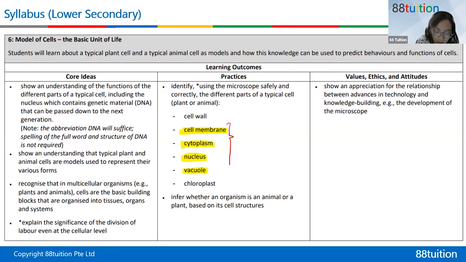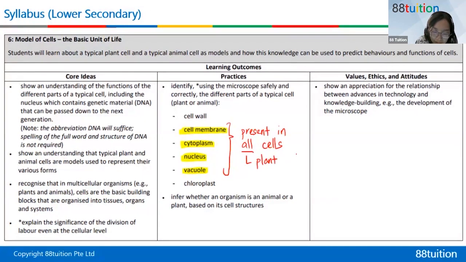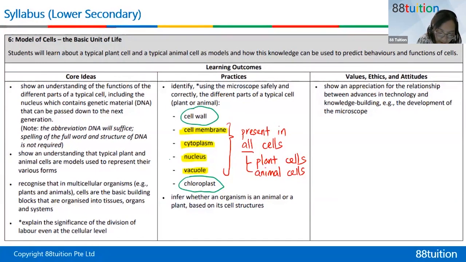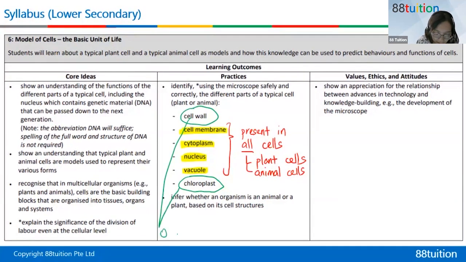All right, so this is present in plant cells, animal cells, in all cells. All meaning plant and animal. Now, where else? Chloroplast and cell wall, right? They are only found in plant cells. Okay, so these are what you need to learn for the lower secondary syllabus.